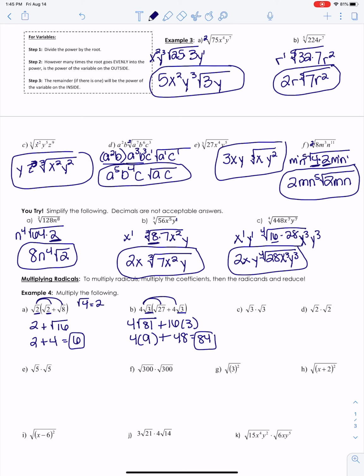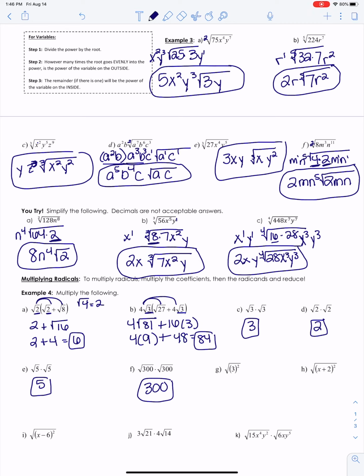Okay, so C, D, E, and F are all just examples of multiplying the same radical. Square root of 3 times square root of 3 is just 3. Square root of 2 times square root of 2 is just 2. It's like the radical cancels out. Square root of 5 times square root of 5 for E is 5. On F, square root of 300 times square root of 300 is 300.